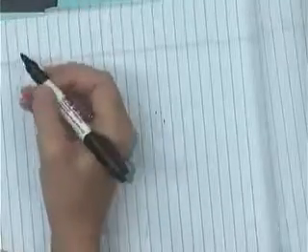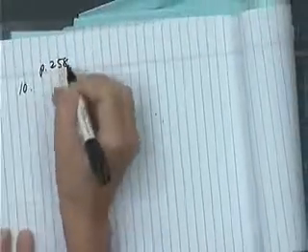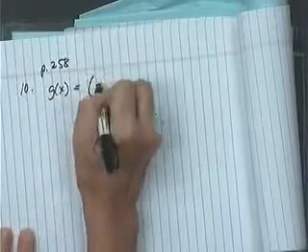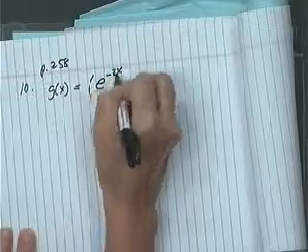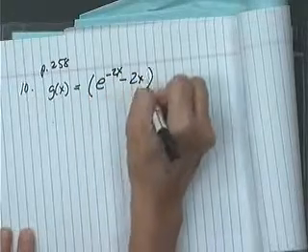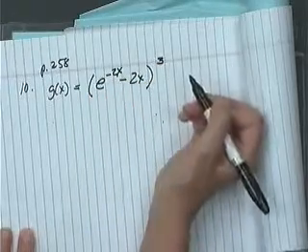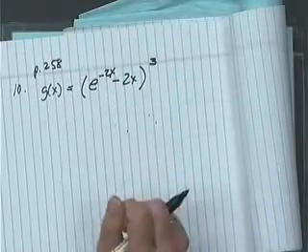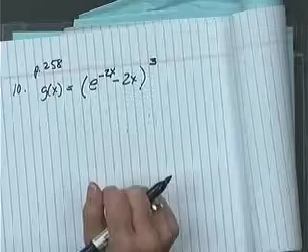Okay, together, problem number 10. This is page 258, and the problem is g of x equals e to the minus 2x minus 2x raised to the third. All right, tell your neighbor the process, and then we'll do it together. What are you going to do?